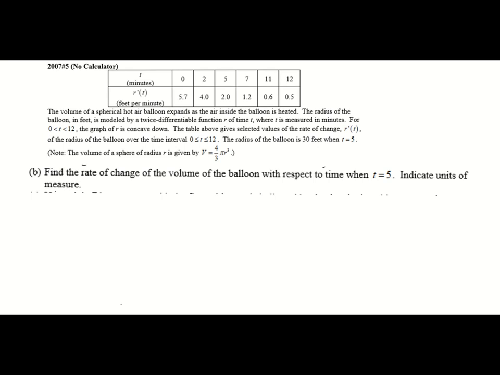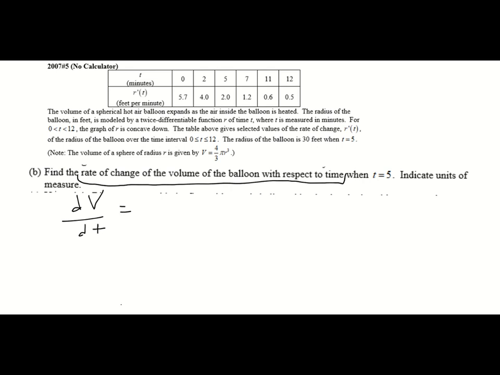Part B says, find the rate of change of the volume of the balloon with respect to time when t equals 5. Indicate units of measure. Okay, rate of change of volume with respect to time. When you read that, you need to be thinking, what mathematical symbol would represent rate of change? That's a derivative, of the volume with respect to time.